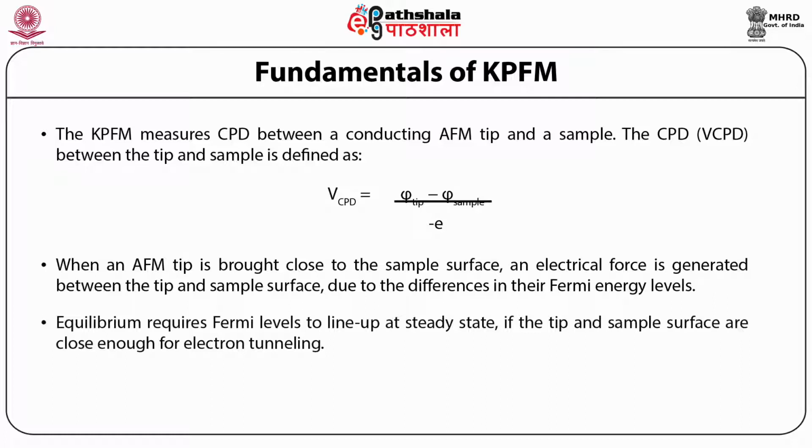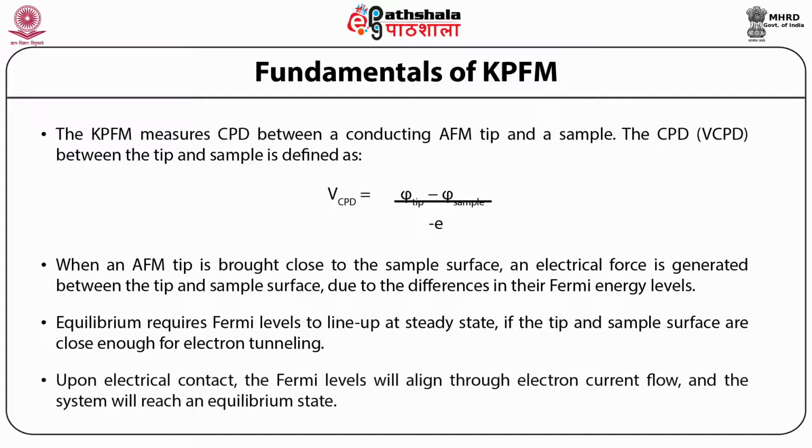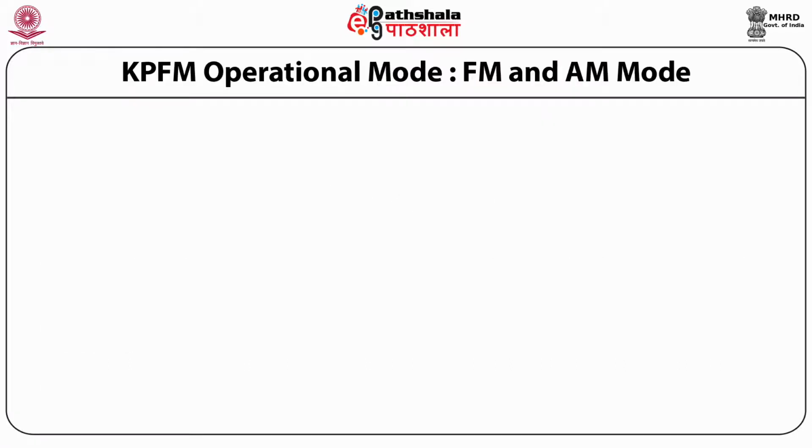Equilibrium requires Fermi levels to line up at steady state if the tip and sample surface are close enough for electron tunneling. Upon electrical contact, the Fermi levels will align through electron current flow and the system will reach an equilibrium state. Operational mode of KPFM: both FM and AM mode.